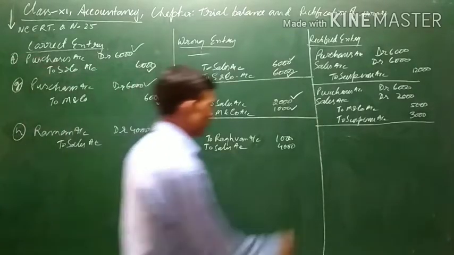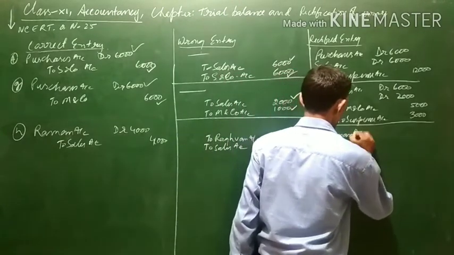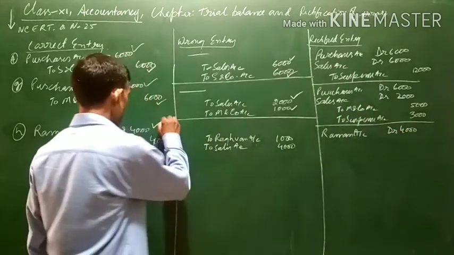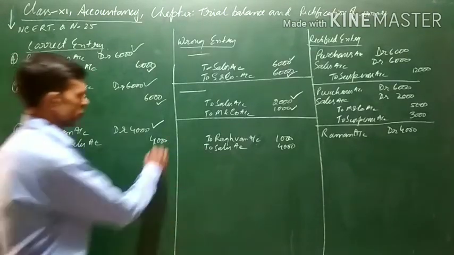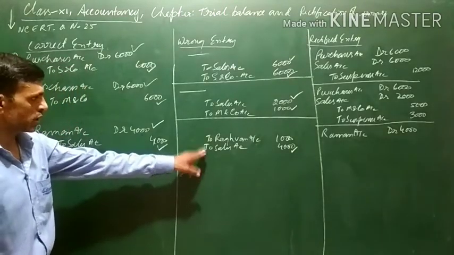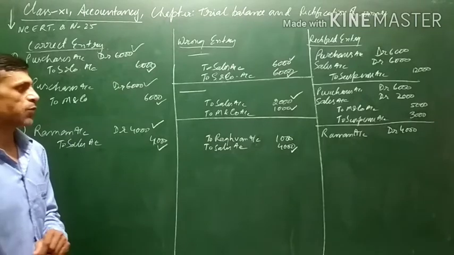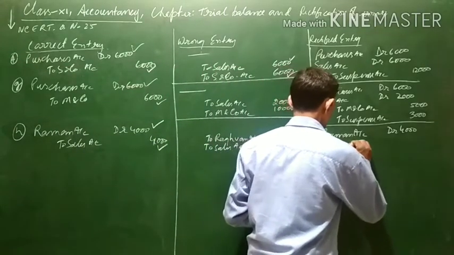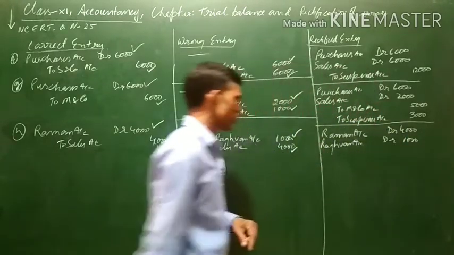So for correction we will debit Raman account. Raman account debit 4,000. This is over. Sales is to be credited. Sales has already been credited also. No need for correction in sales. Raghavan account has wrongly been credited, so we will debit Raghavan account to cancel this. Raghavan account debit 1,000. Now this part is also good.